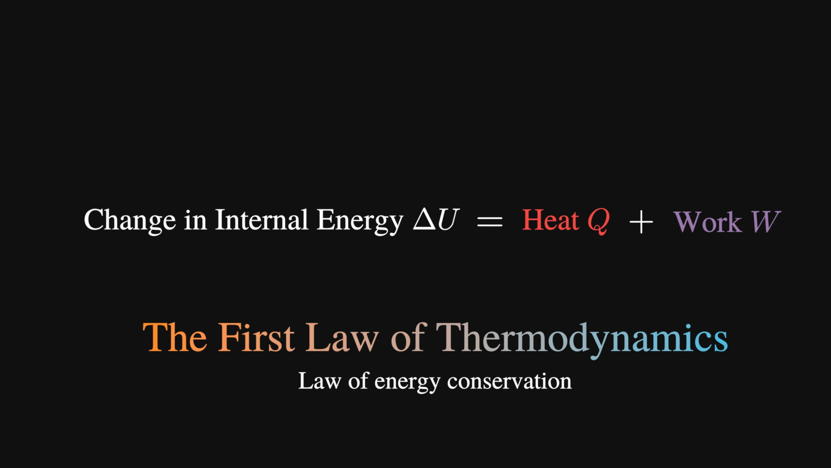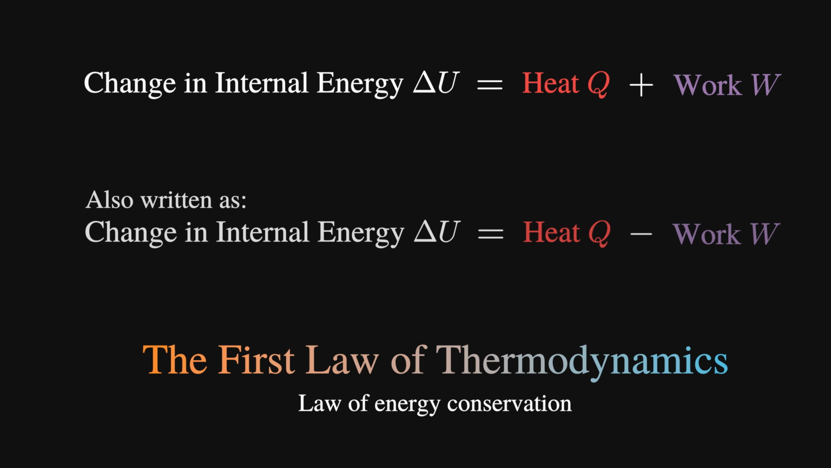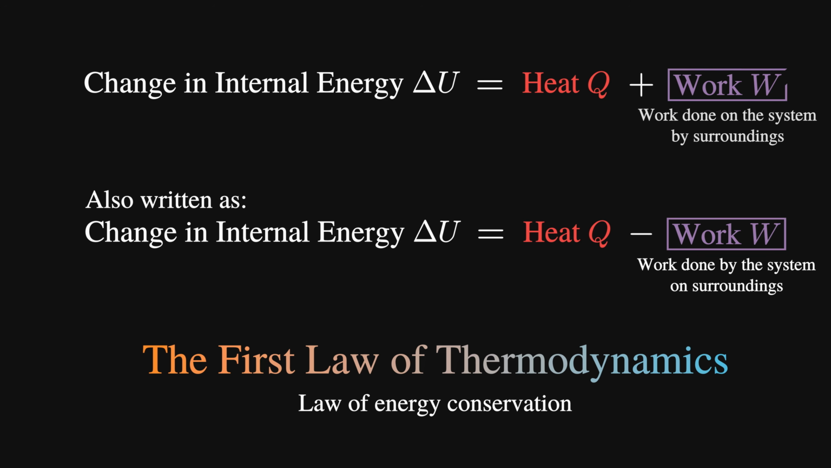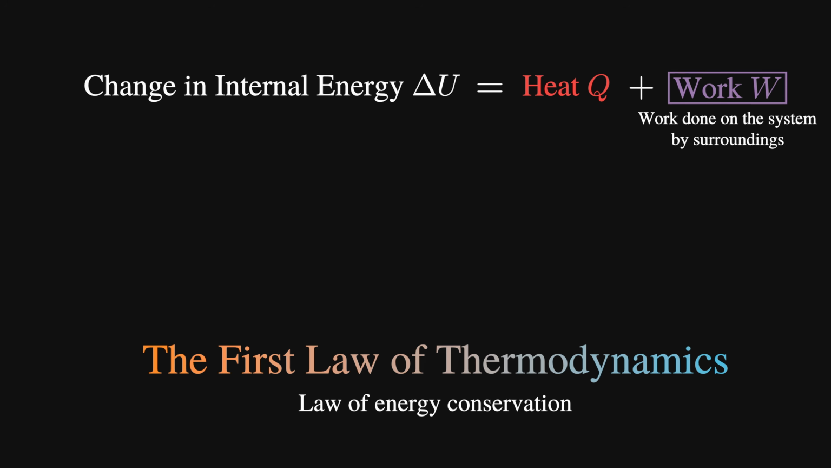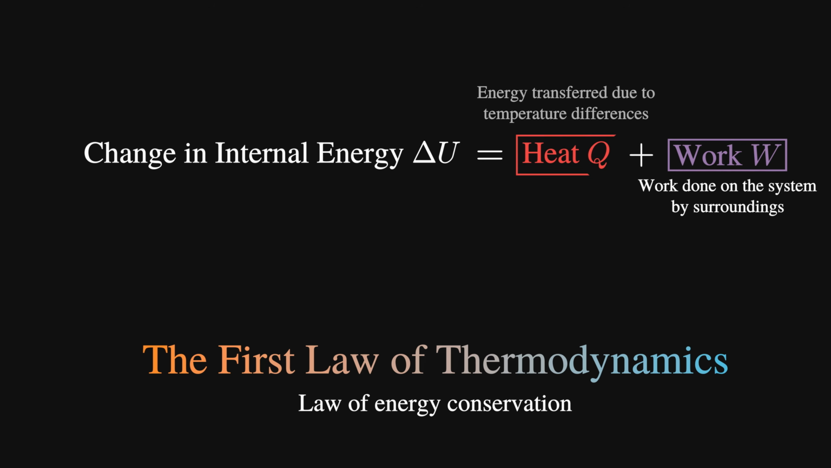Often, you'll see the first law written as delta U equals Q minus W, where W is the work done by the system on its surroundings. When we have Q plus W, we are doing work on the system instead. If you're still confused, to get the signs right, just think about whether the system is gaining or losing energy in that process. Now this equation might seem overly simple.